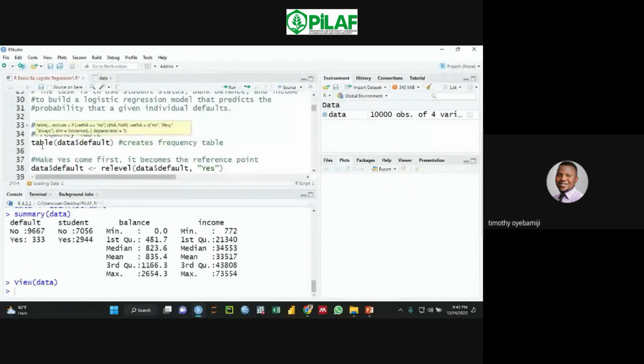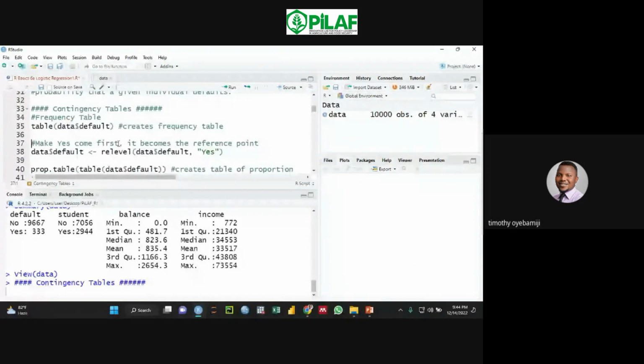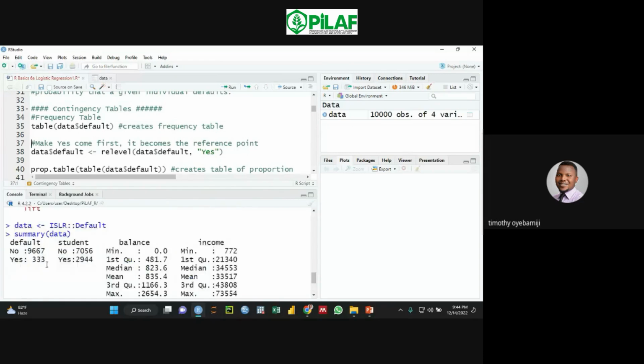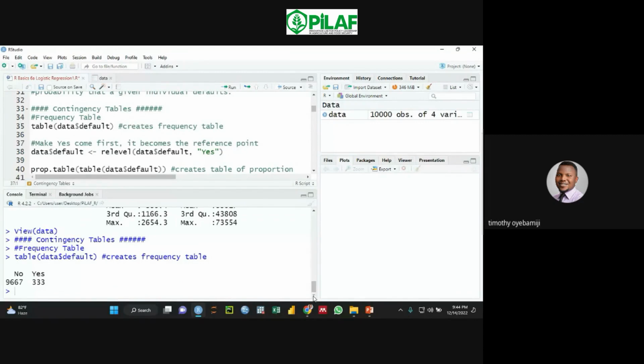Now to show the frequency table of the categorical data in R, this is what we do. We use the table function. Table, then data, where data is the name of the data set, the dollar sign and default. I can use the dollar sign without explaining what it means because we've come a long way here. So here we have no and yes, which is what the data summary has given us. Yes is 333, and here also we can see 333.